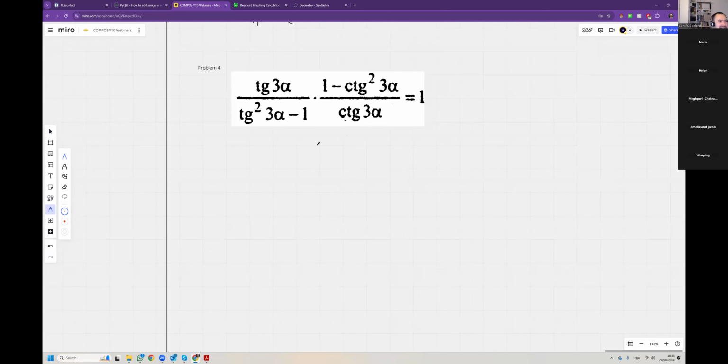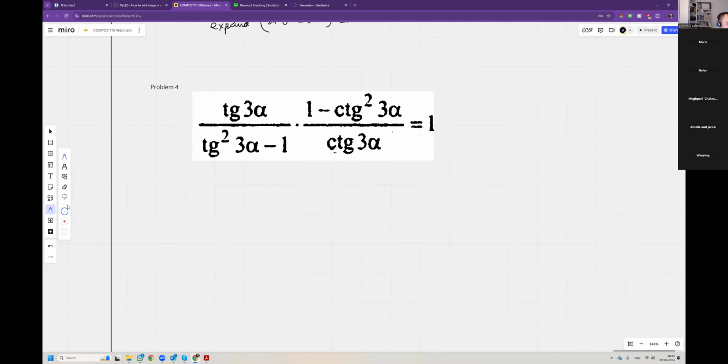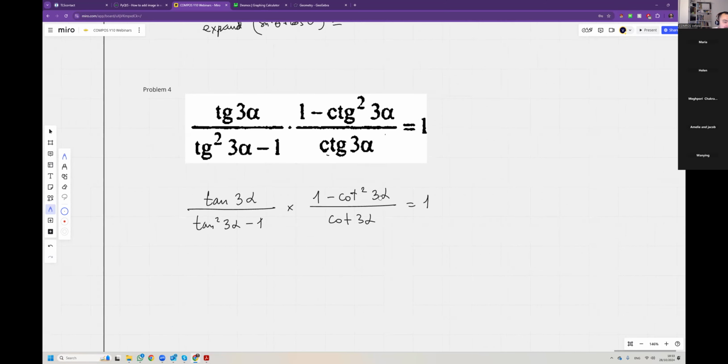Okay, this one. This has a different notation. Sorry, I was a bit lazy. I took this directly from an old book. So this is tan 3 alpha divided by tan squared 3 alpha minus 1 multiplied by 1 minus cotan squared 3 alpha divided by cot 3 alpha, and that's equal to 1. Well, it doesn't matter if it's 3 alpha or just alpha, it's just an equally valid angle. So what can we do here?